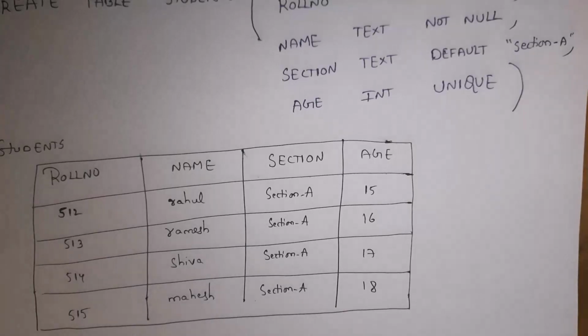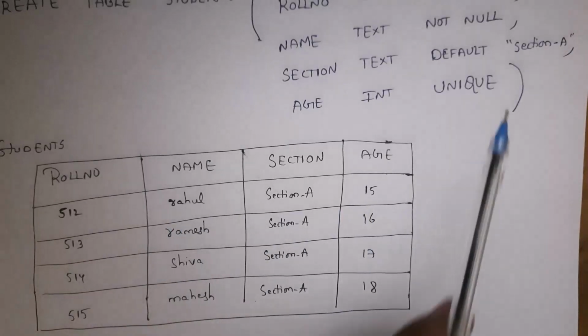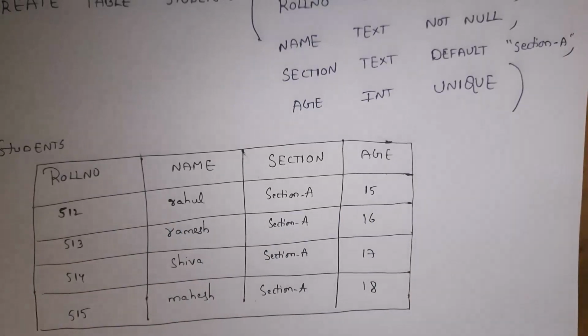Whenever you give a unique constraint to a particular column, then you must enter unique values inside that column. You cannot enter the same values. So for Rahul I am giving age 15, for Ramesh 16, for Shiva 17 and for Mahesh 18. For example, if I give Rahul age as 15 and similarly Shiva age as 15, it will not accept because I gave UNIQUE here. So it will not accept the same values, it will accept only unique values.